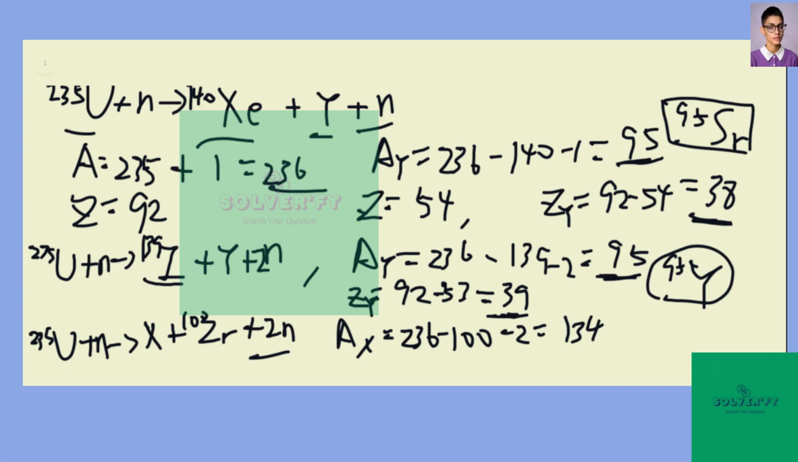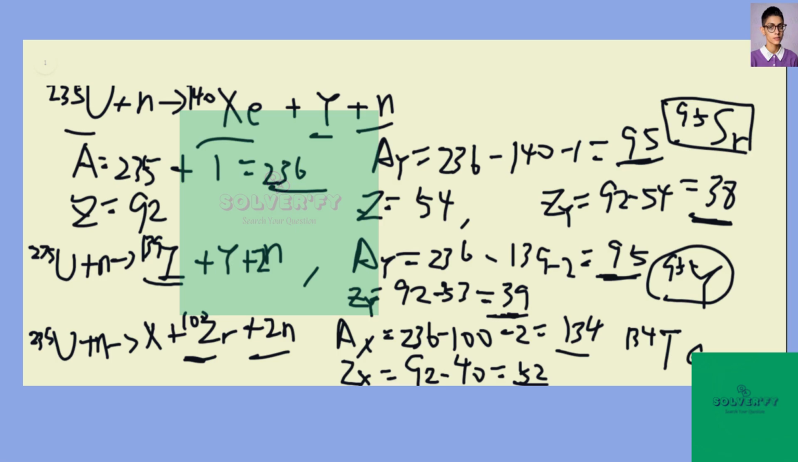So this is equal to 134. And the number of protons ZX will be equal to 92 minus the number of protons in the zirconium, which is 40. So this gives us 52. So for the X element, we have number of protons 52 and mass 134. So this element is tellurium 134.